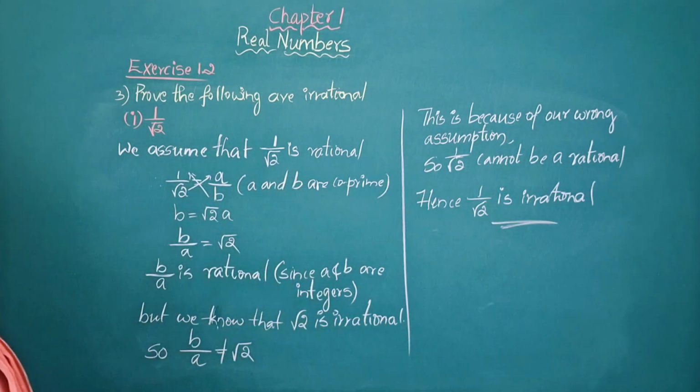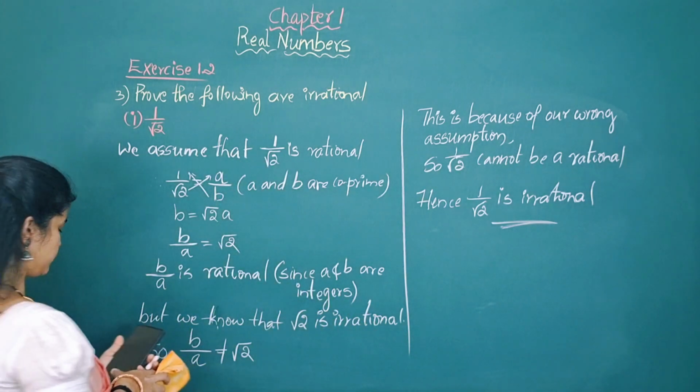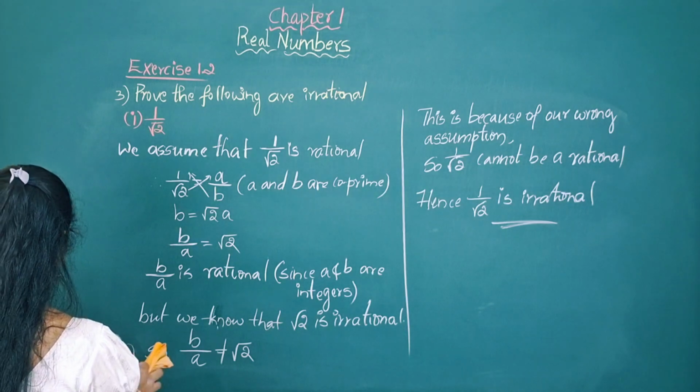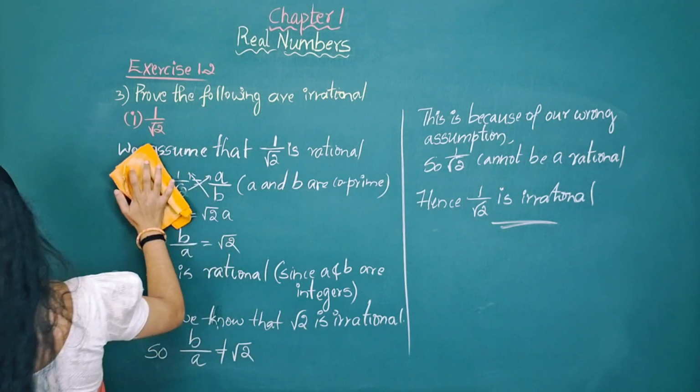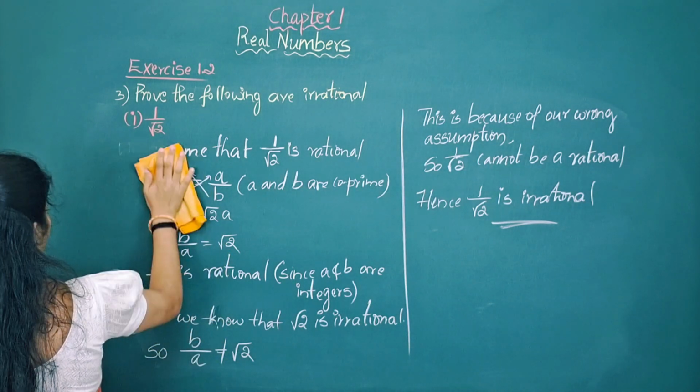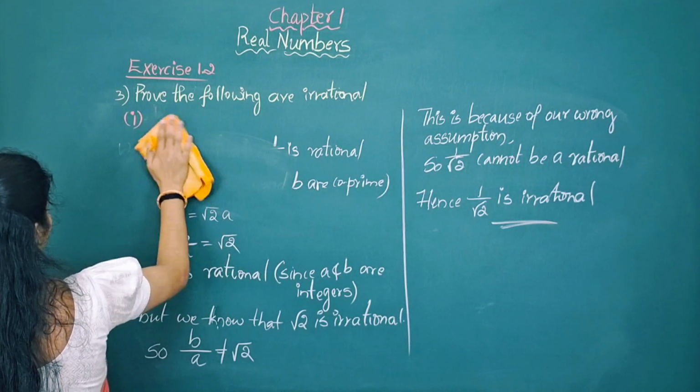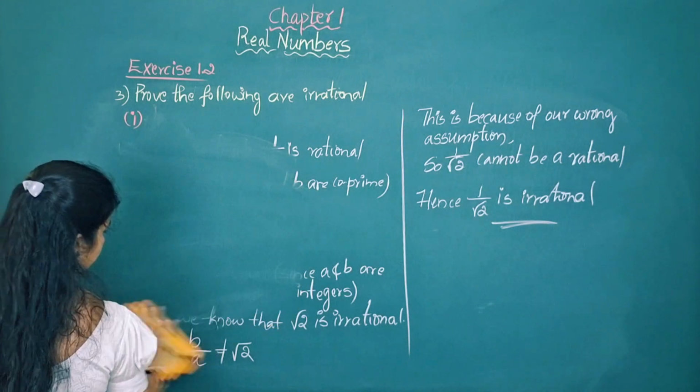Moving to the next question. Now you need to prove 7 root 5 is irrational.